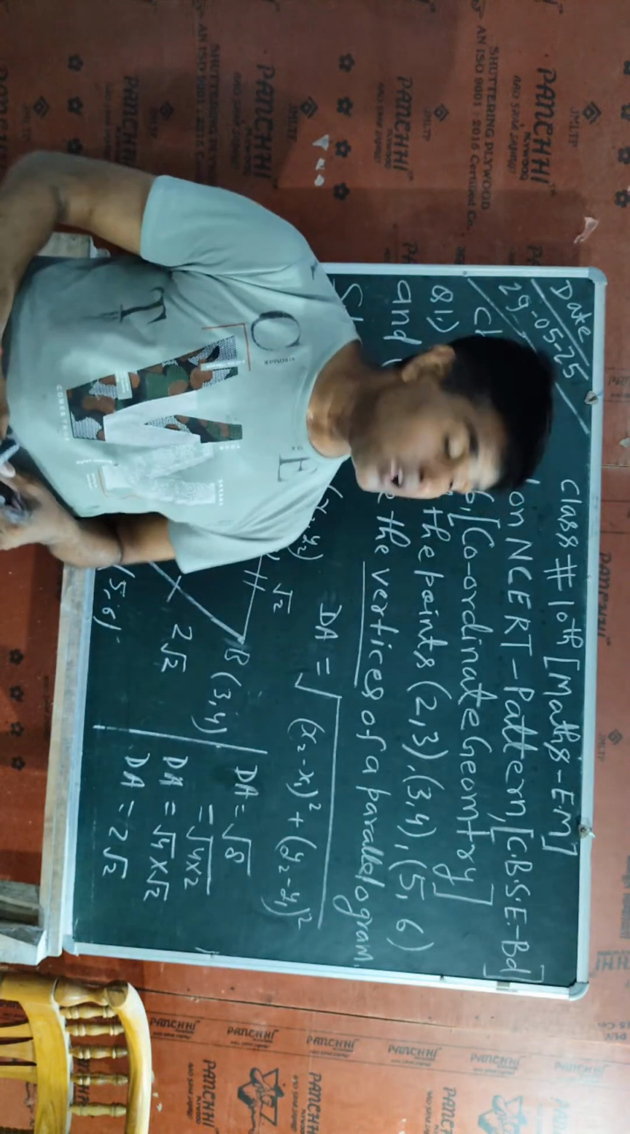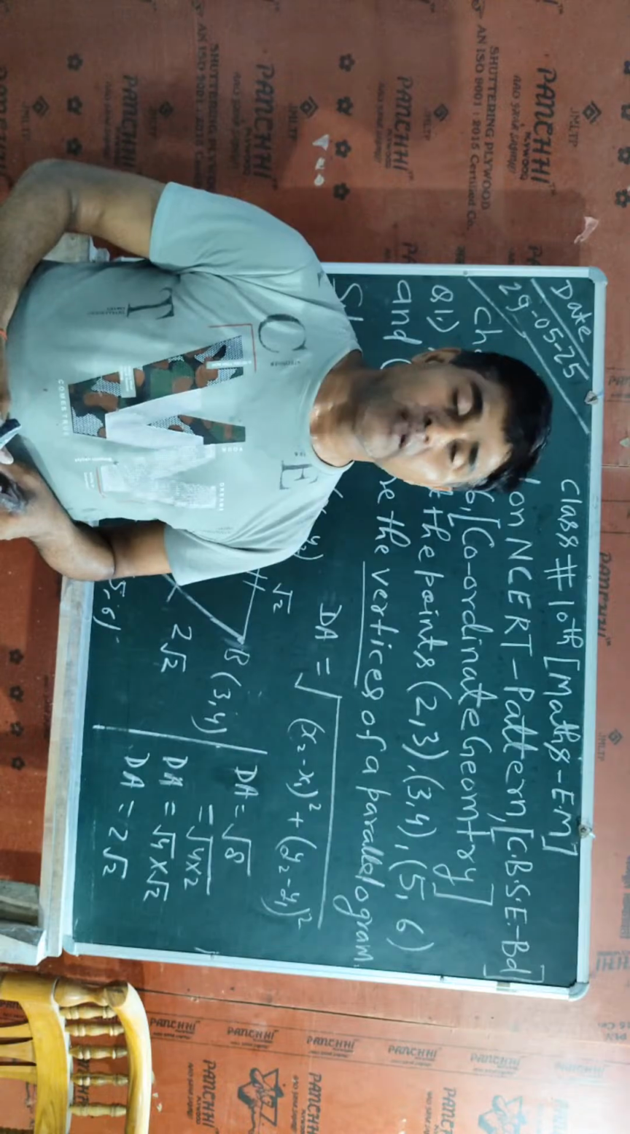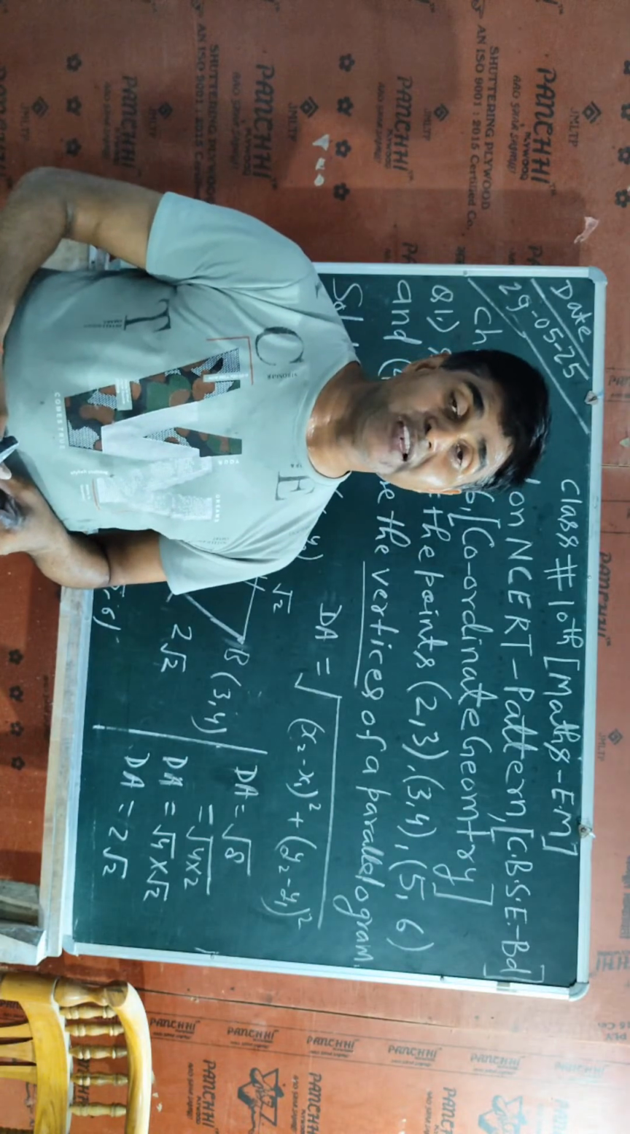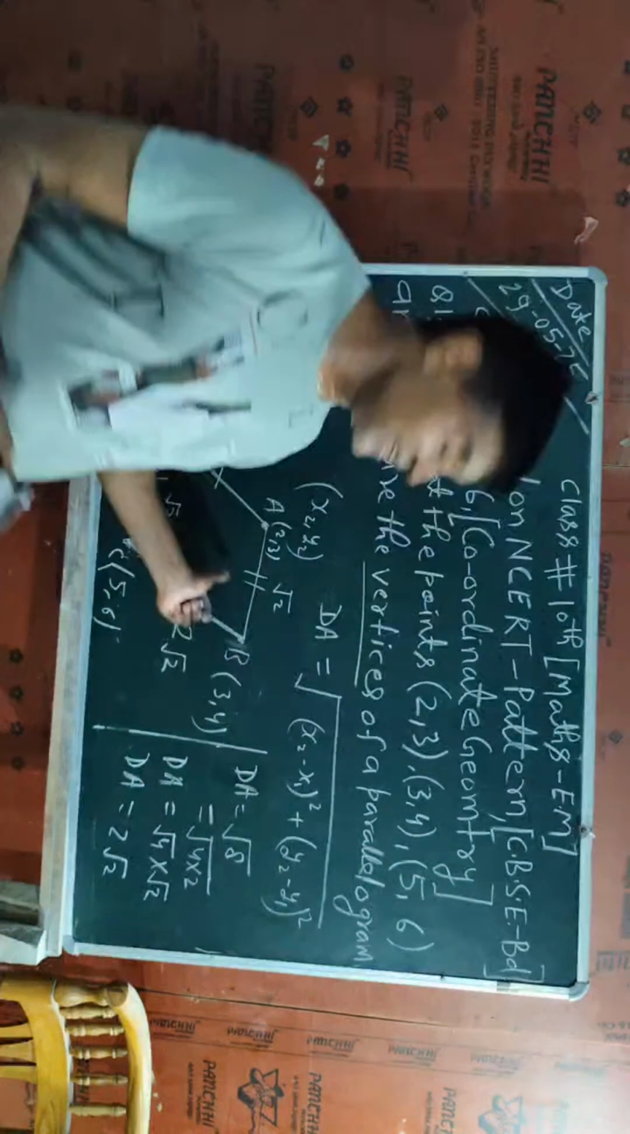Topic name is coordinate geometry, and here I am explaining the concept of distance between any 2 points on a Cartesian plane. But here I have a parallelogram.